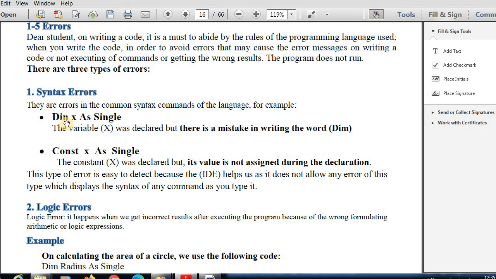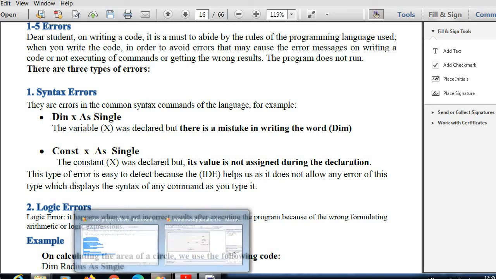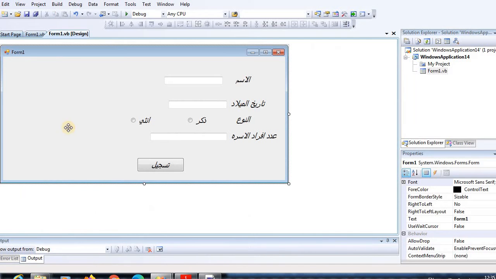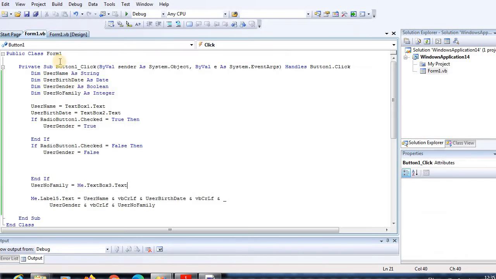Like this one. This is a code to declare a variable. So we start with Dim actually, but it is wrong to write it with letter N. Let's see it practically in our form that we created before. Here the word is Dim. Let's try it with letter N. Let's see what will happen.